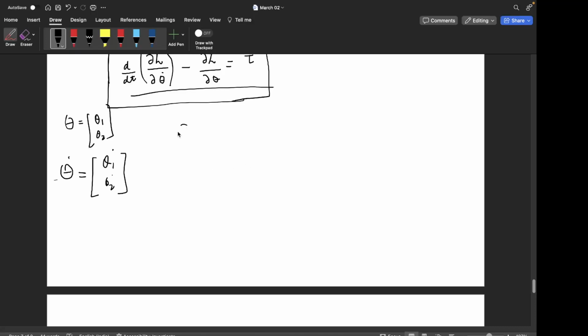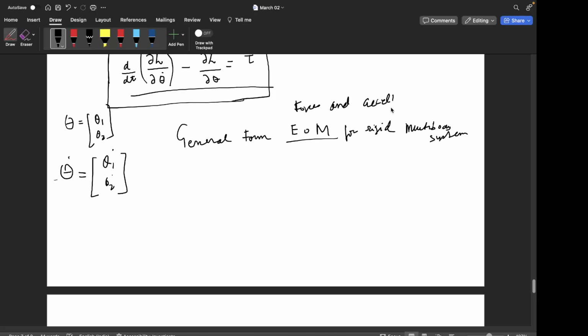And now, using both these methods, what we get is the equation of motion for this rigid multi-body system, which is a manipulator, right? Equation of motion is something relating forces and accelerations, or velocities and positions, and all these things. This is the equation of motion, right?